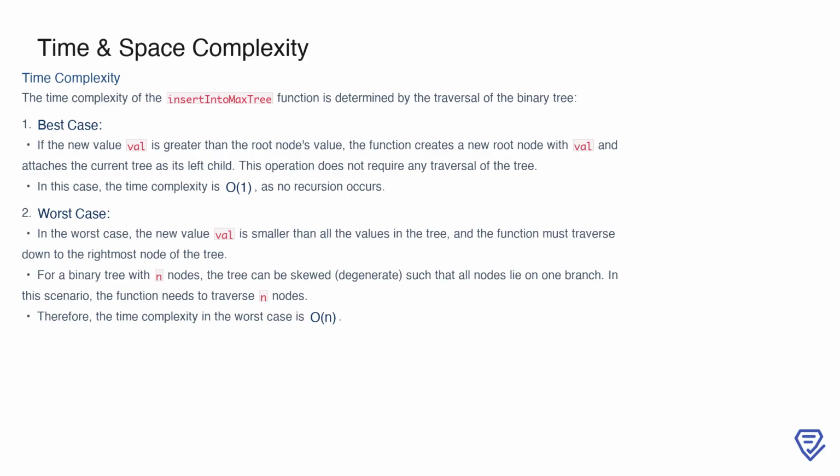On the other hand, in the worst-case scenario, the new value val is smaller than all the values in the tree. Here, the function must traverse down to the rightmost node in the tree. For a tree with n nodes, if the tree is skewed so that all nodes are aligned in a single branch, the traversal would involve visiting all n nodes. As a result, the time complexity in this case is O(n).